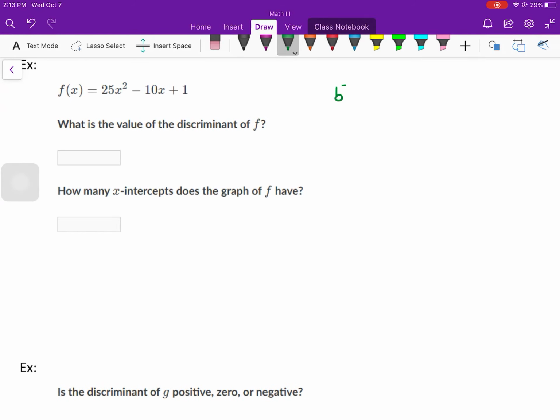Same thing here. So our discriminant b squared minus 4ac. So we're going to do negative 10 squared minus 4 times 25 times 1. So that's 100 minus 100. That gives us 0, not 6, 0. So we'll have exactly 1 solution.